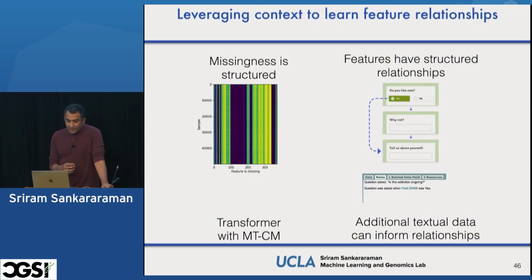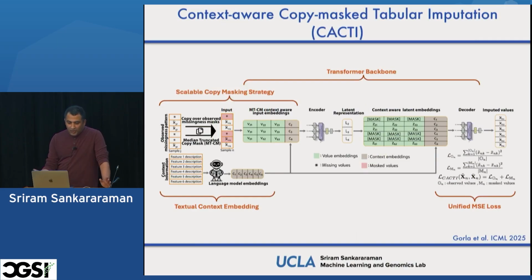Another interesting idea is, is there additional information to be gained from prior knowledge about these features? For example, many of these features have text associated with them, or you even have the names of these features. And can we use this information to figure out which features might be informative for which other features? And so to do this, we actually use what we call context.